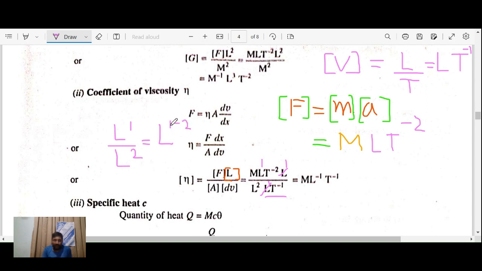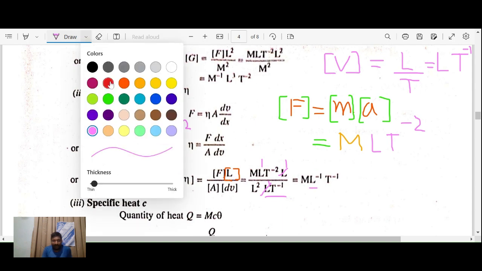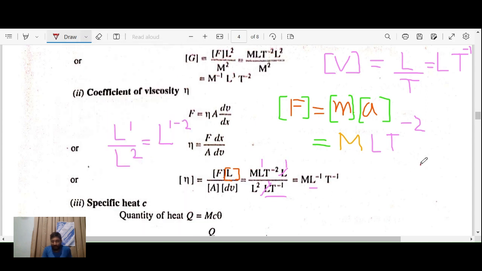That means L to the power 1 minus 2 comes as L to the power minus 1. Have you understood that step? Then we can go for the time. T to the power minus 1 is there. Here T to the power minus 2 is there. T to the power minus 2 in the numerator and T to the power minus 1 in the denominator.